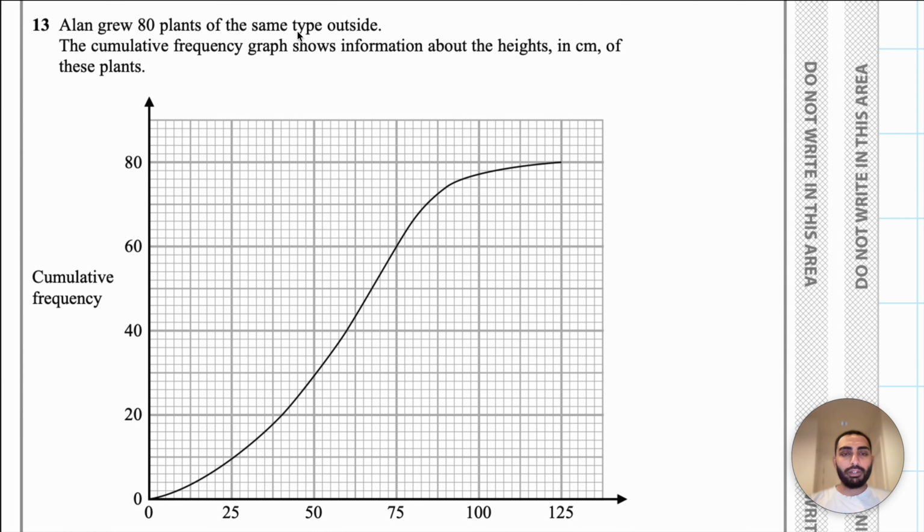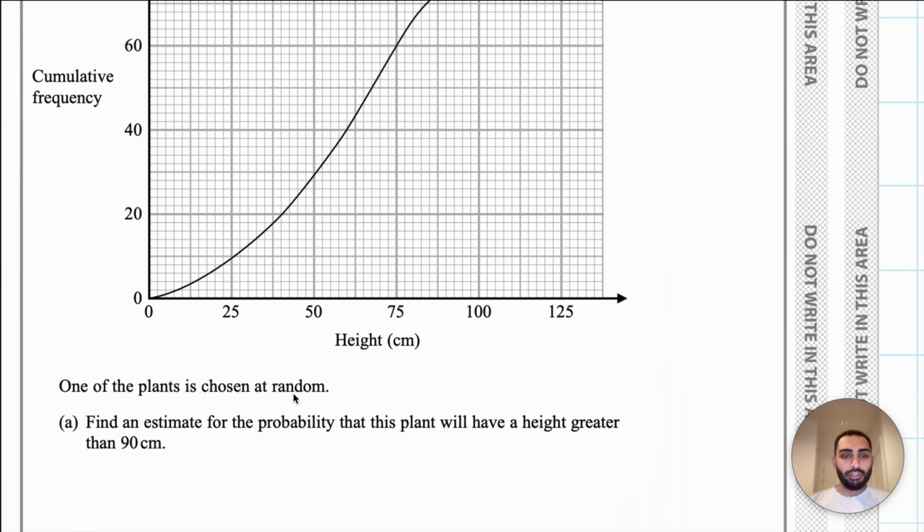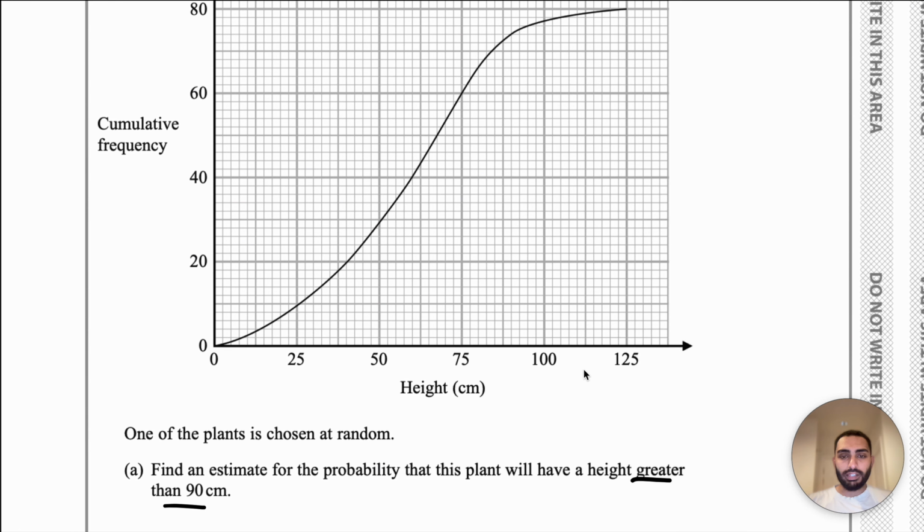Question 13. Alan grew 80 plants of the same type outside. The cumulative frequency graph shows information about the heights in centimeters of these plants. One of these plants is chosen at random. Find an estimate for the probability that this plant will have a height greater than 90 centimeters. So where's 90 centimeters on this? It's somewhere between 75 and 100.